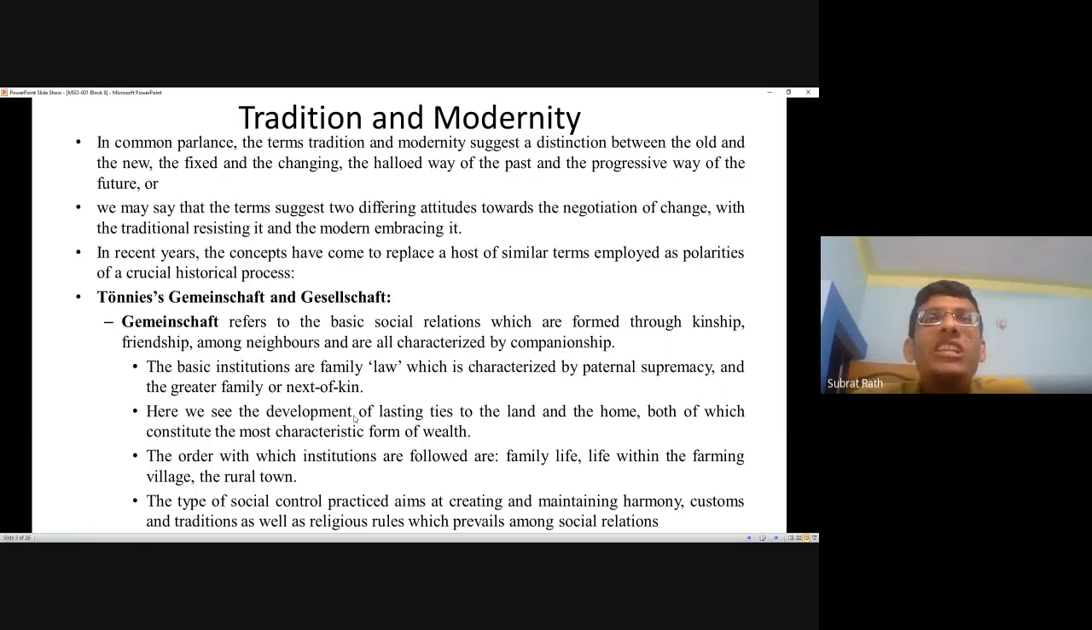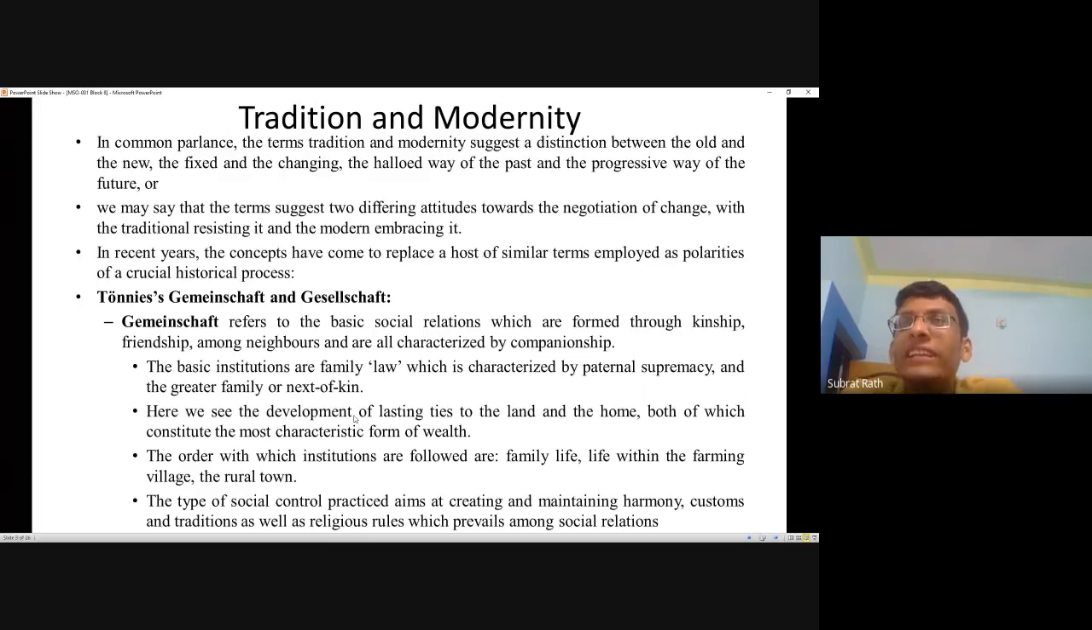So the basic institutions are family law, which is characterized by paternal supremacy, because my society is patriarchal. My society believes that males are superior in comparison to females. Females are subordinate to them because our society is patriarchal. So when I talk about family, I basically talk about the process, alliance or descent, whatever it may be, from the paternal point of view or from the male's point of view.